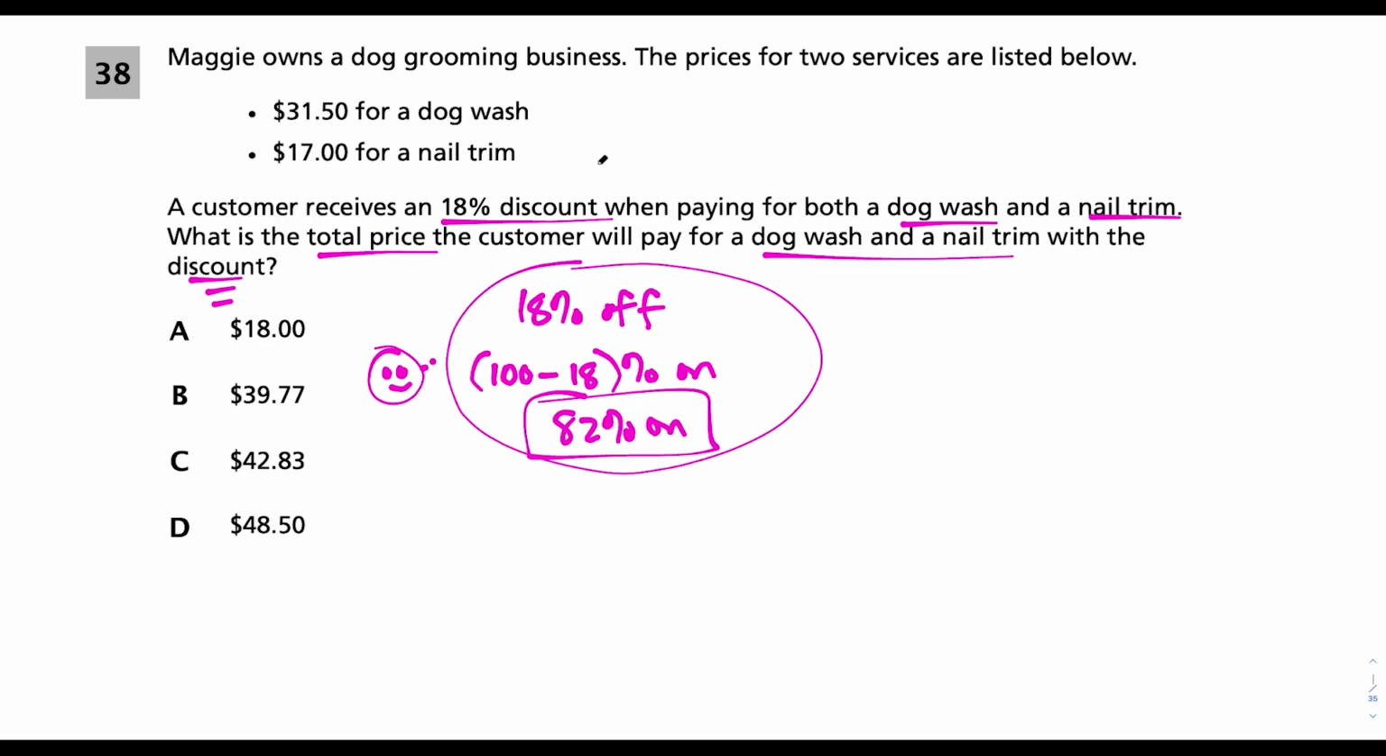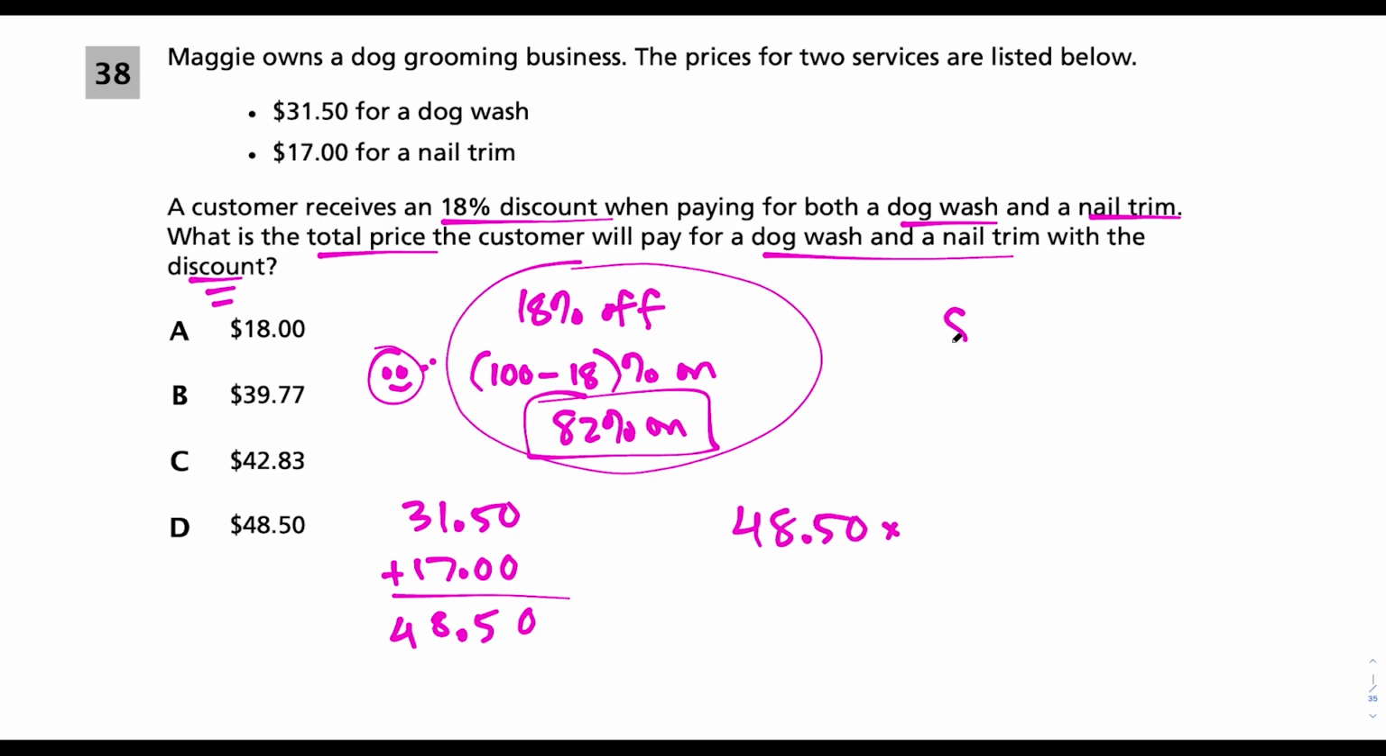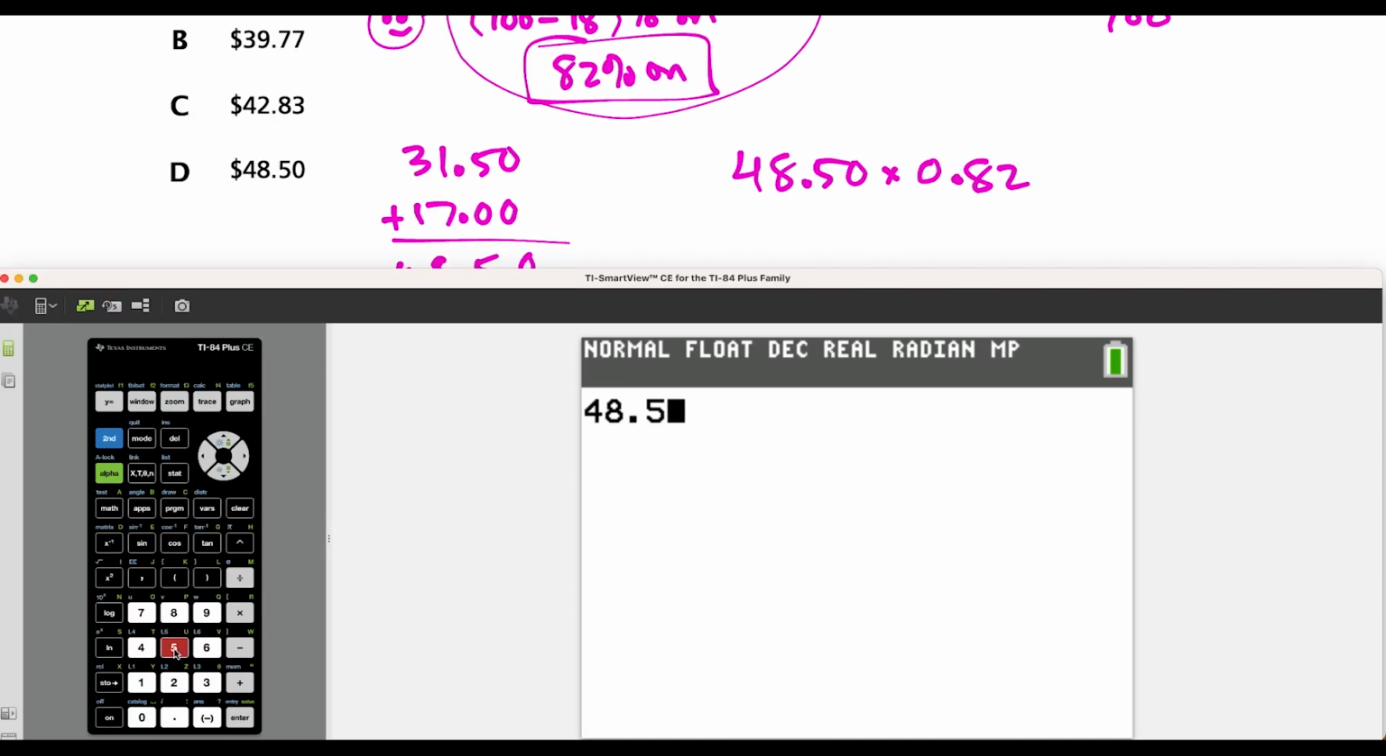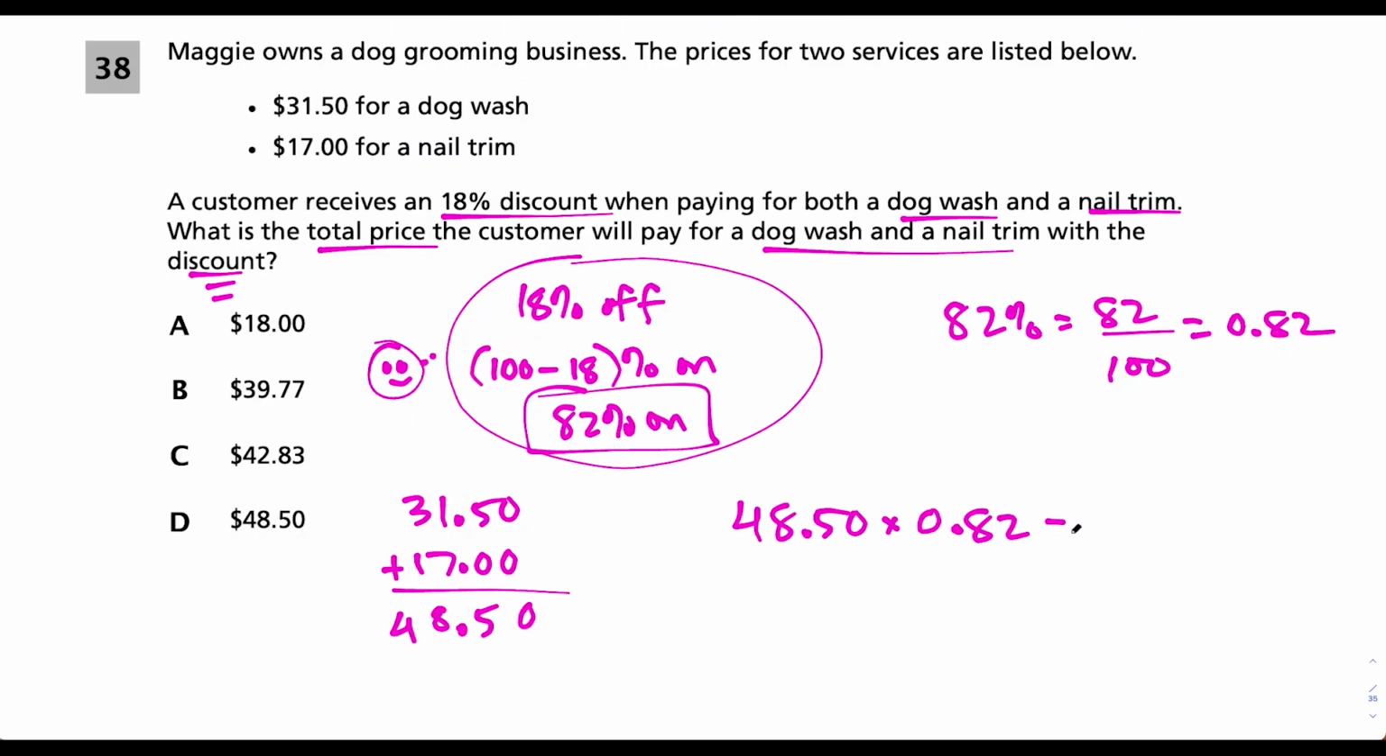So now let's think about what is the total cost before the discount. If we add $31.50 plus 17, this is going to work out to $48.50, which is the total bill before the discount. But now all we have to do is take $48.50 and multiply it by 82%. Remember, turning a percent to a decimal, this is 82 out of 100, which would be 0.82. So we have $48.50 times 0.82, and this tells us that our final answer is $39.77. This is going to match up with choice B.